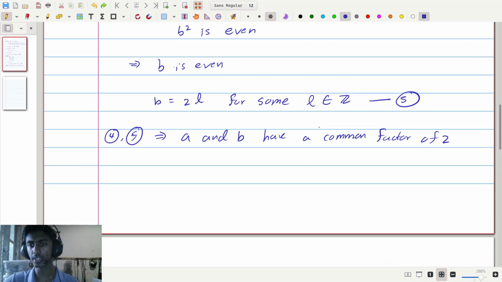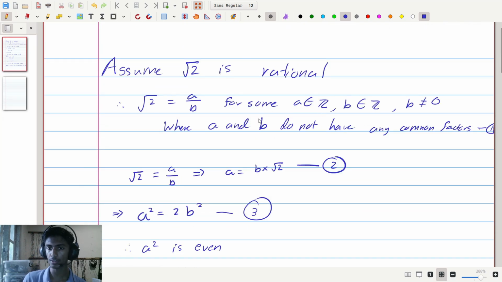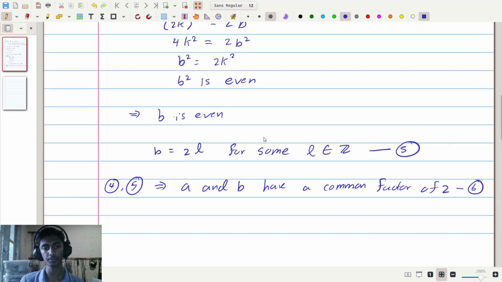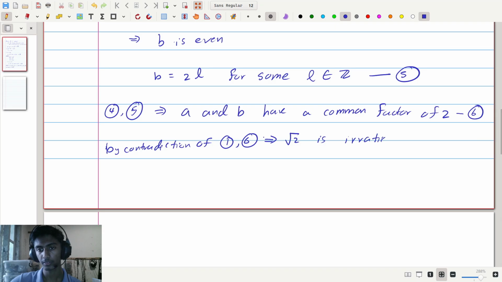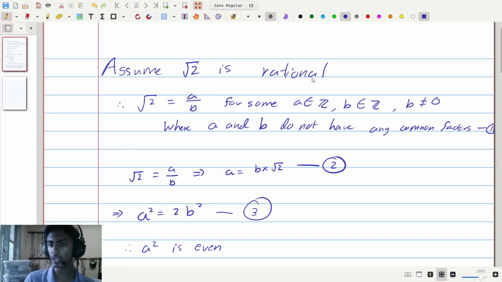From 6 we get that a and b have a common factor of 2, and from 1 we got our original assumption, we got a and b have no common factors. So we can finally say by contradiction, 1 and 6 are contradicting to each other, root 2 is irrational, meaning there's no two numbers a and b such that a divided by b is equal to root 2, where a, b are elements of the integers and b is not equal to 0.